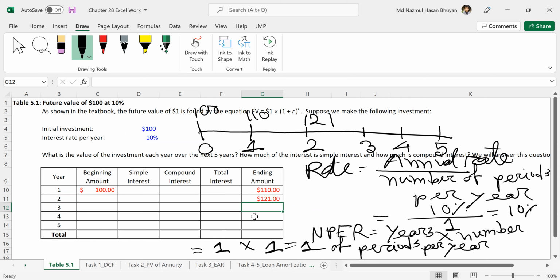Let's move on to year number 3. So you rate, number of time periods 3, then PMT 0. Your present value is negative $100. So $133.